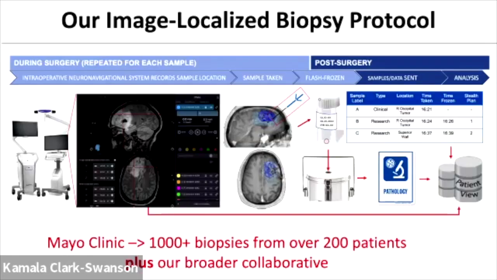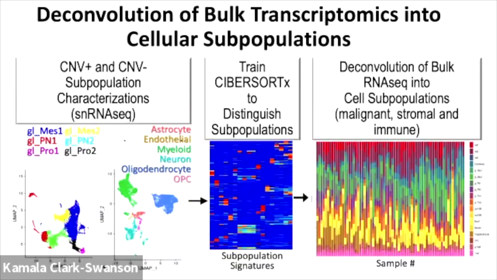So this protocol that you've now seen, we have now over 1,000 biopsies for over 200 patients. I mean, there's a ton sitting in the freezer because there's never enough resources to actually process those tissue properly. But we also have a broader collaborative, like a consortium that we've created with other institutions that are approaching these biopsies as well, to try and build this out even more robustly.